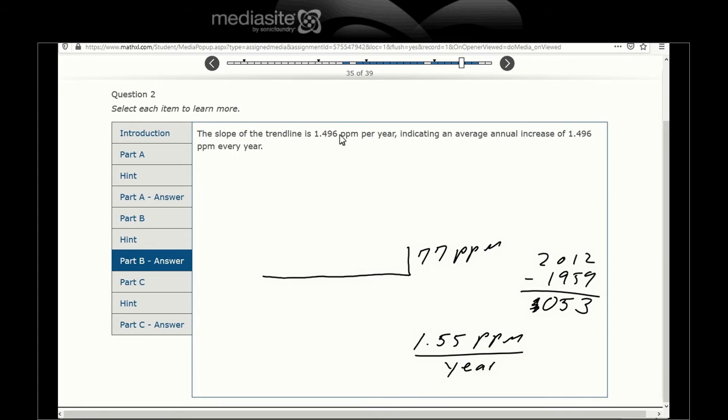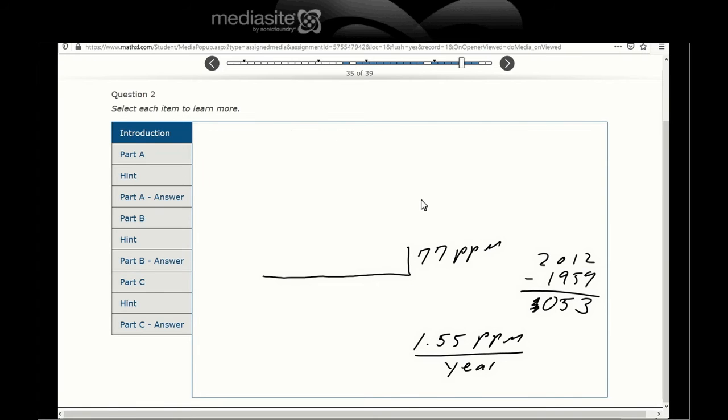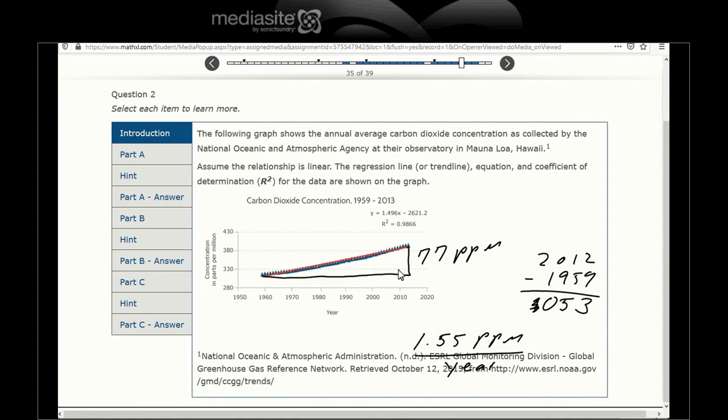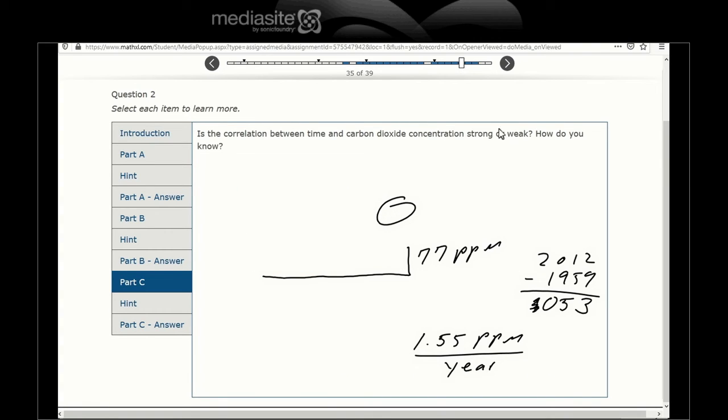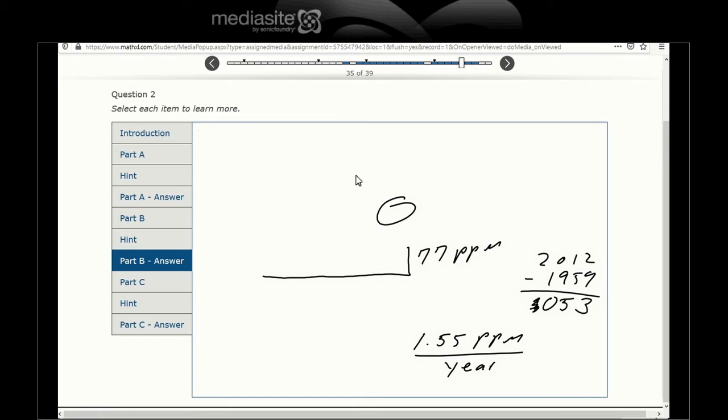The slope of the trend line is 1.496. Close enough. So I could just use the one off the equation. So, hang on a second. Yeah, 1.496 ppm, versus 1.45, pretty close.